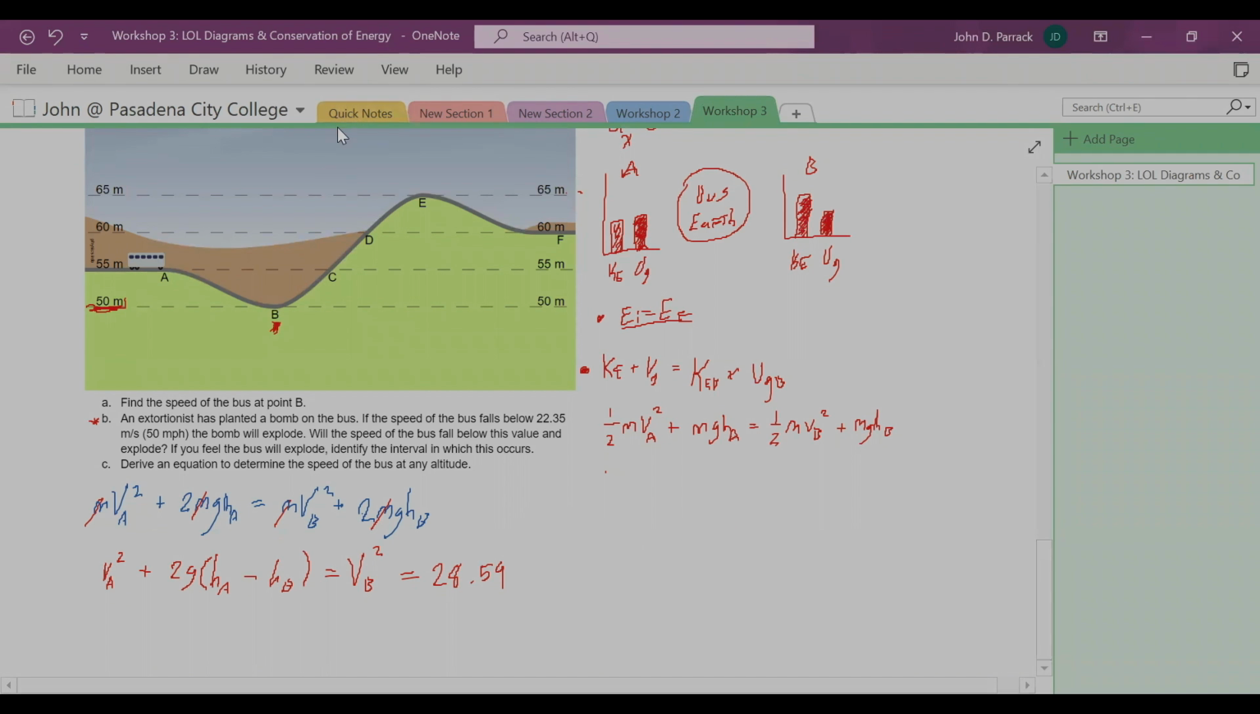Okay, let's look at part B. An extortionist has planted a bomb on the bus. If the speed of the bus falls below 22.35 meters per second, or 50 miles per hour, the bomb will explode. Oh gosh. Will the speed of the bus fall below this value and explode? If you feel the bus will explode, identify the interval in which this occurs. So they're saying, will the bus explode by going too slow? And if so, where, as it transitions from maybe B to C, or C to D, or D to E, perhaps, or maybe somehow E to F. Okay, let's take a look at that.